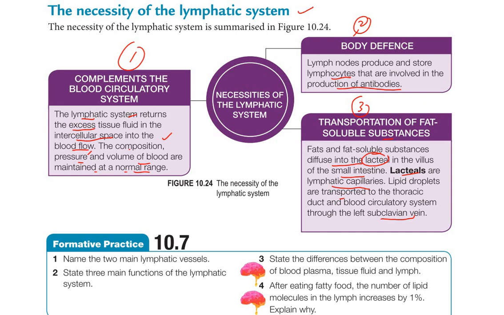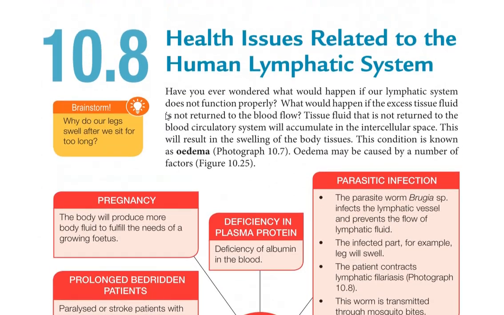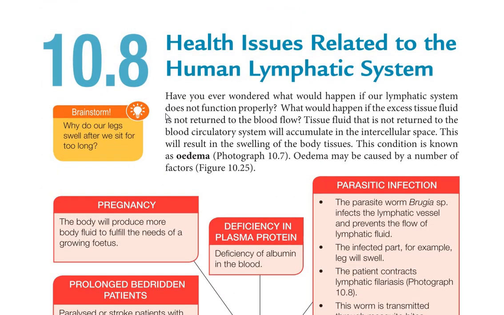Okay, so the lymphatic system actually has three main functions, right? Complementing the blood circulatory system, body defense, and the transportation of fat soluble substances. Okay, next we move on to the health issues related to the human lymphatic system.